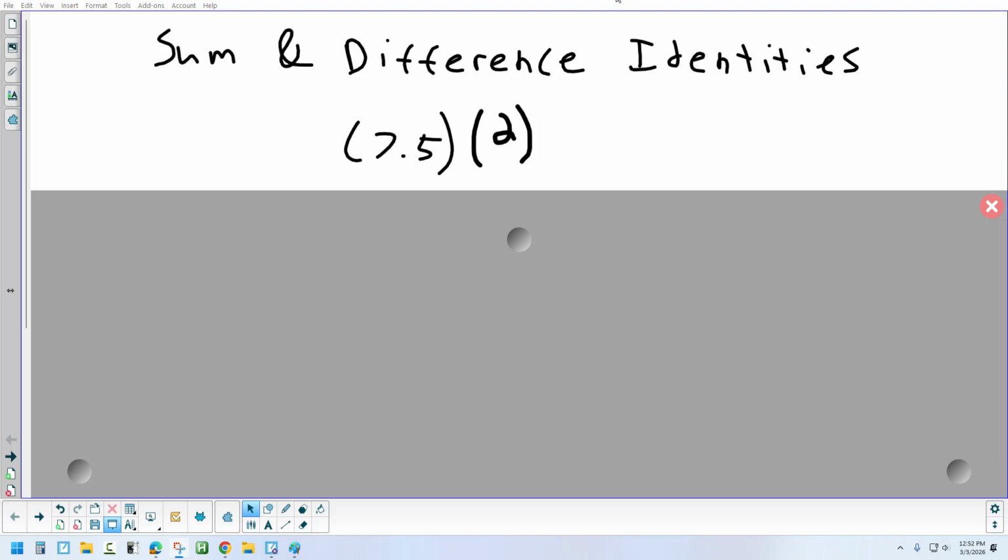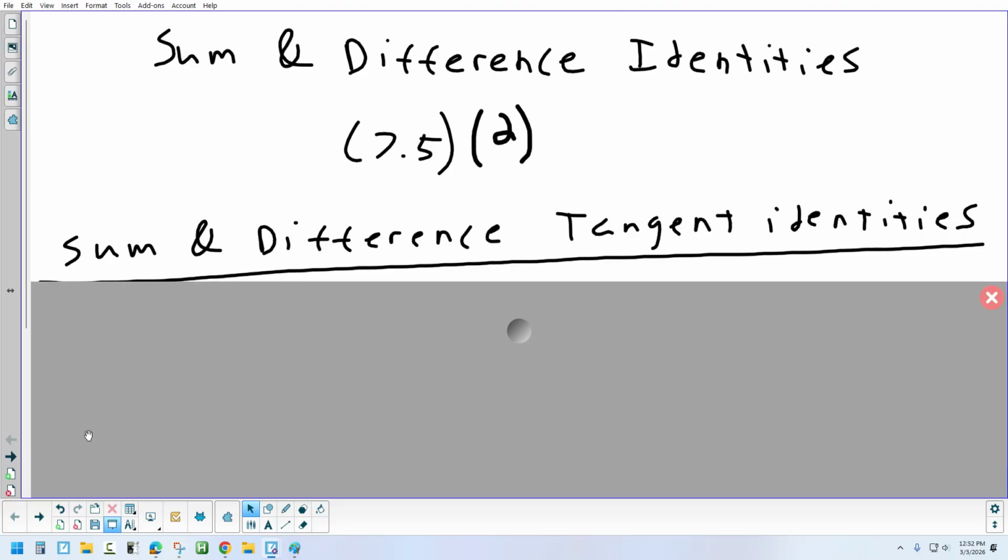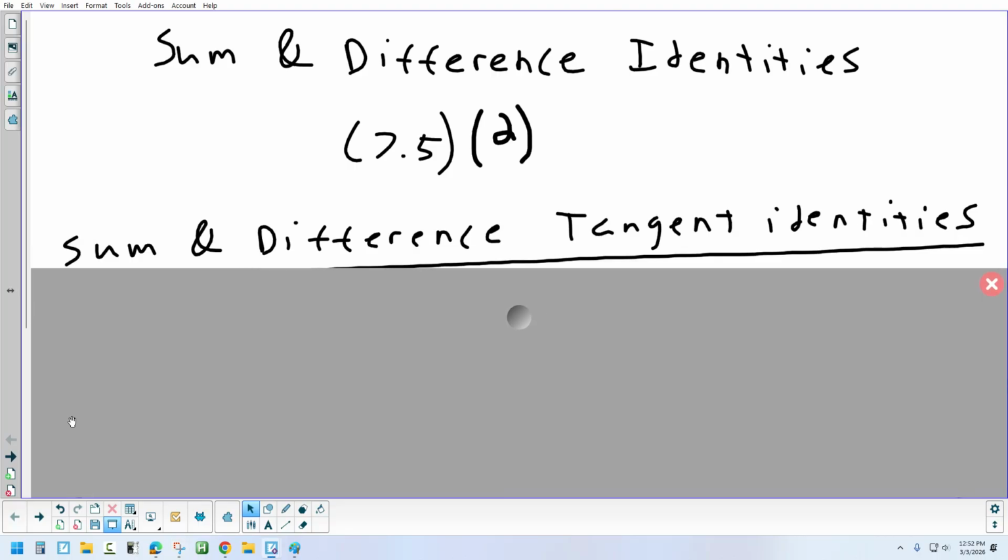So we're going to finish looking at 7.5. We've already done the sum and difference identities for sine and for cosine. The last group we have is for tangent. Technically, we don't need a separate formula for tangent, because if you wanted to rewrite tangent as a fraction of two other trig functions, how could you do it? Sine over cosine. Exactly. You could write it as sine over cosine.